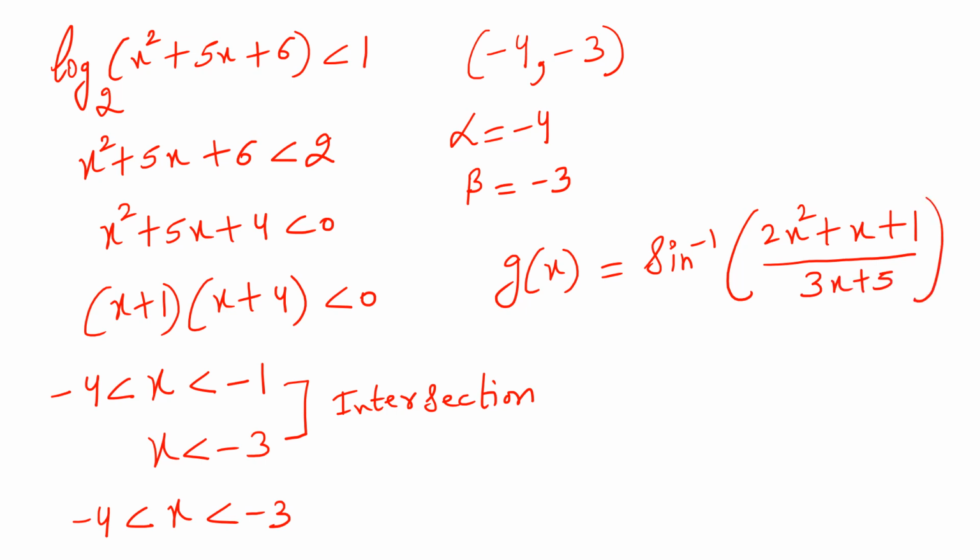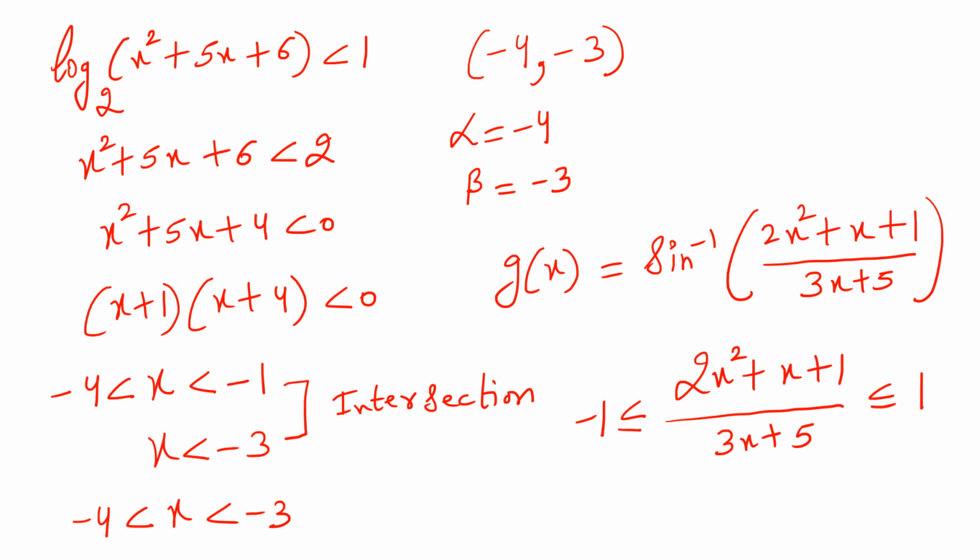Now to find the domain of the function sine inverse x, we know that the input of sine inverse function must be lying between the closed interval minus 1 to 1. So that means (2x square plus x plus 1) whole divided upon (3x plus 5) will be greater than or equal to minus 1 and less than or equal to 1.